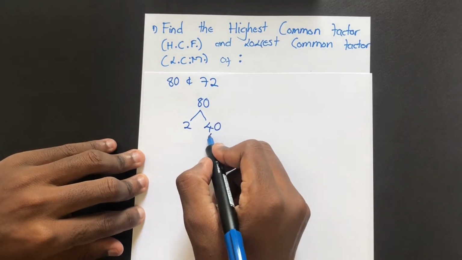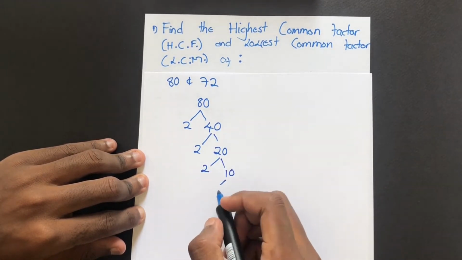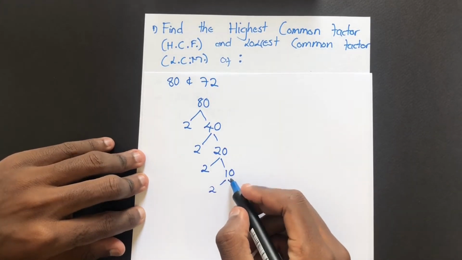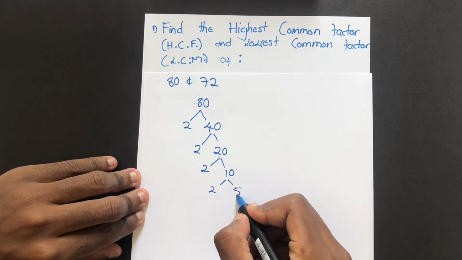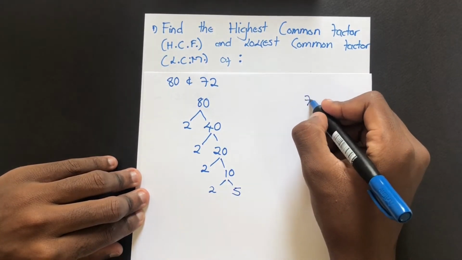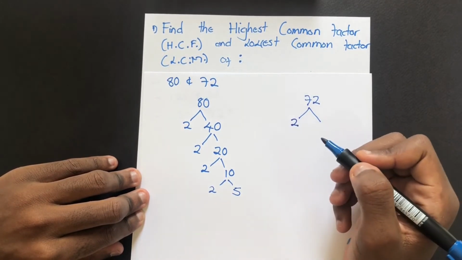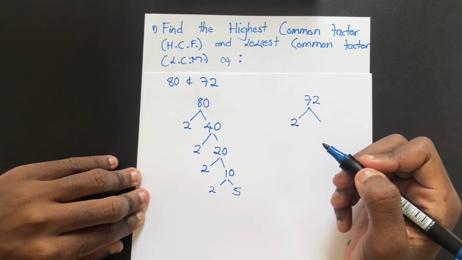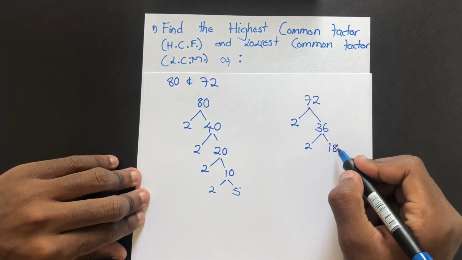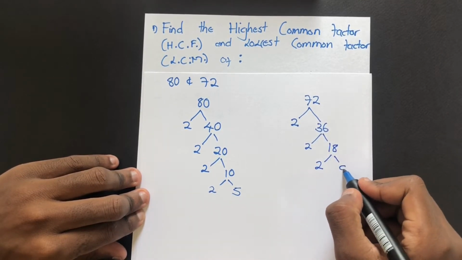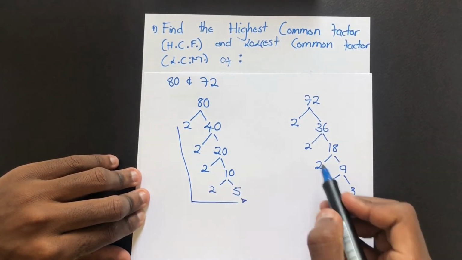Okay, so here you start dividing by 2 like we did the last time. So as you can see, 2 into 20, 2 into 10 is 5. Then the last value is 5 for 80. Then we go for the other one, that is 72. We start by 2. 2 into 72 you get 36. 2 into 36 is 18. 2 into 18 is 9. 3 into 9 is 3. So that's it. Those are the values that we got.